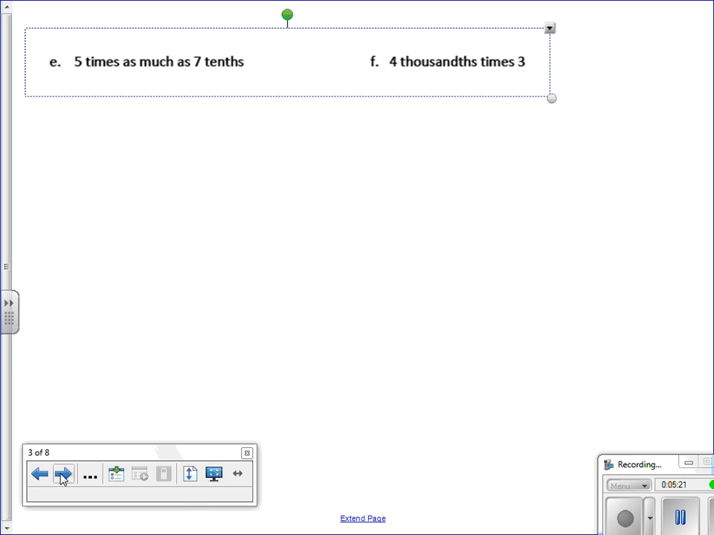Okay, we have 5 times as much as 7 tenths. So we need to start with our tenths place. 5 times as much as 7 tenths means we need 5 copies of 7. So 1, 2, 3, 4, 5, 6, 7. Five times we draw 7 discs.